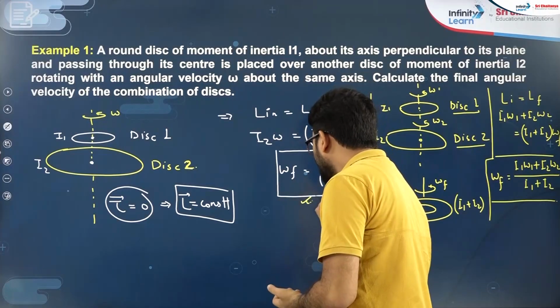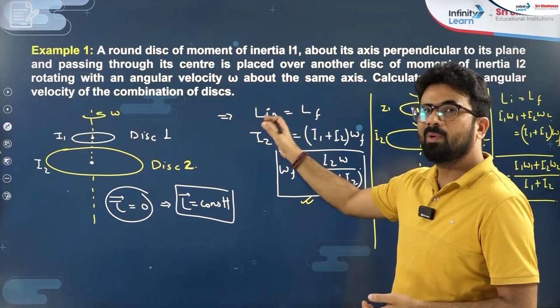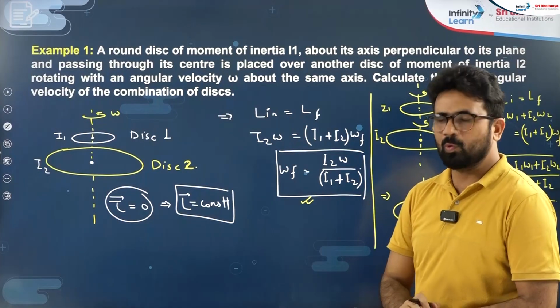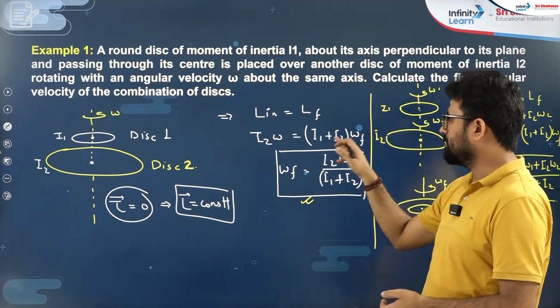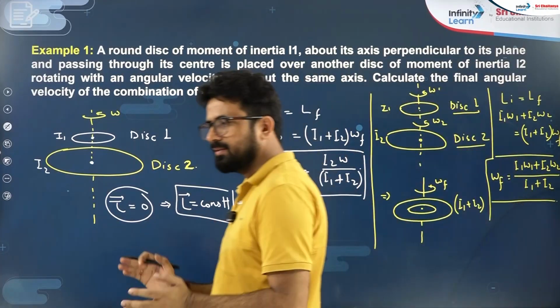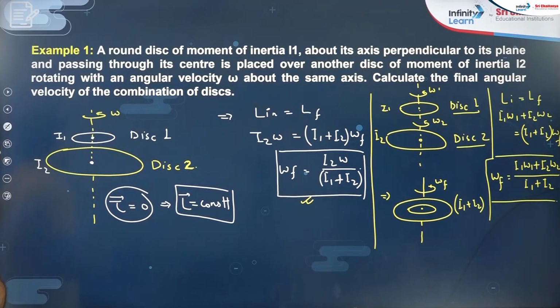So what is the final velocity? I can say initial angular momentum is equal to final angular momentum. Initial angular momentum is I2 omega, final angular momentum is (I1 plus I2) into omega final. We can solve this type of problem. So we can see this problem. Now you can check your answers.